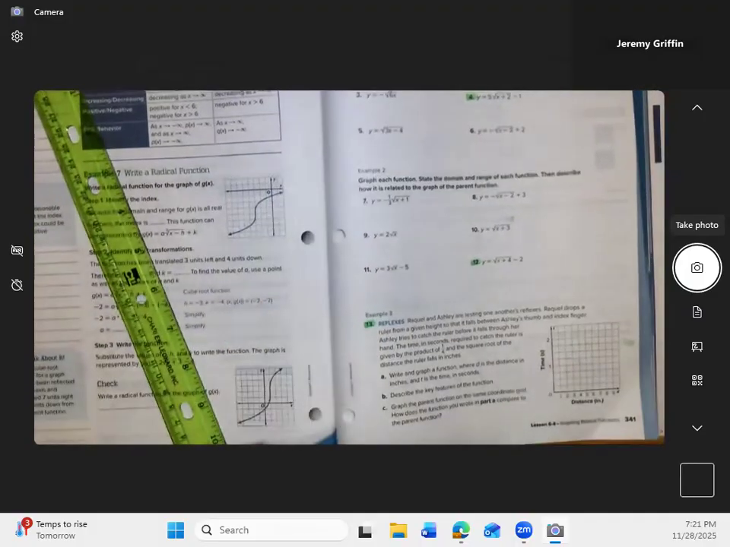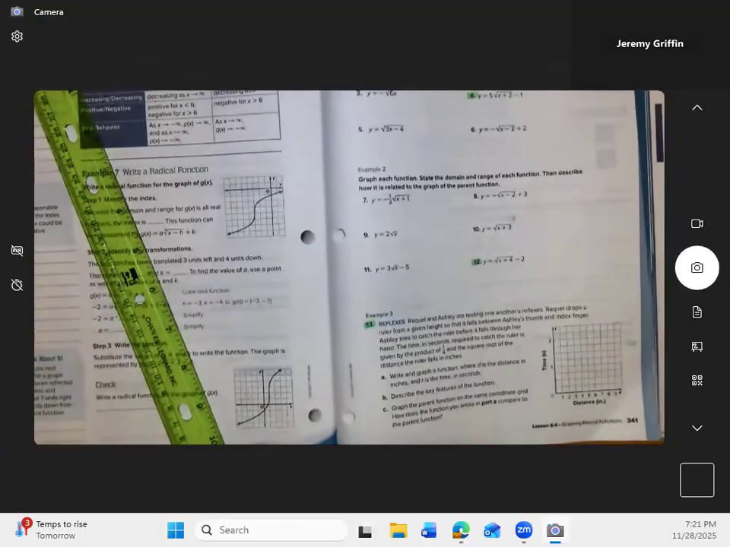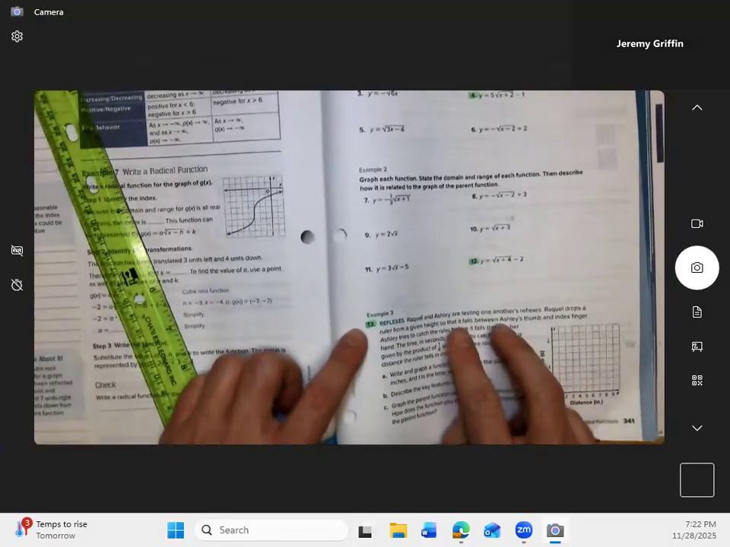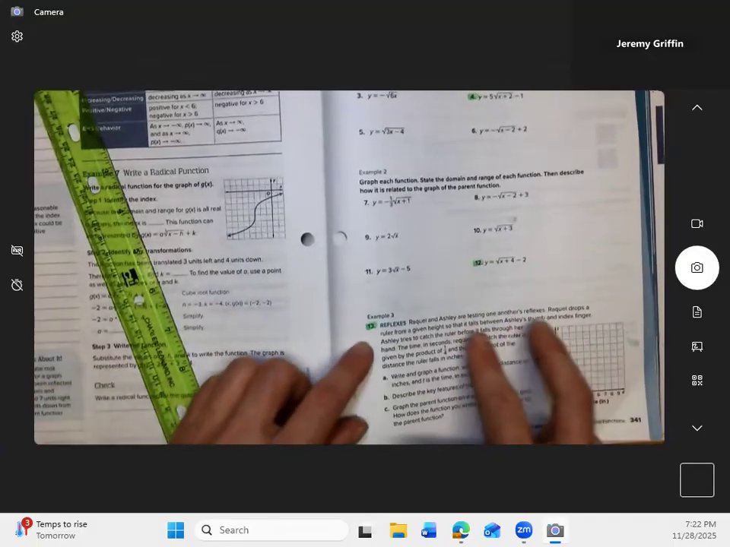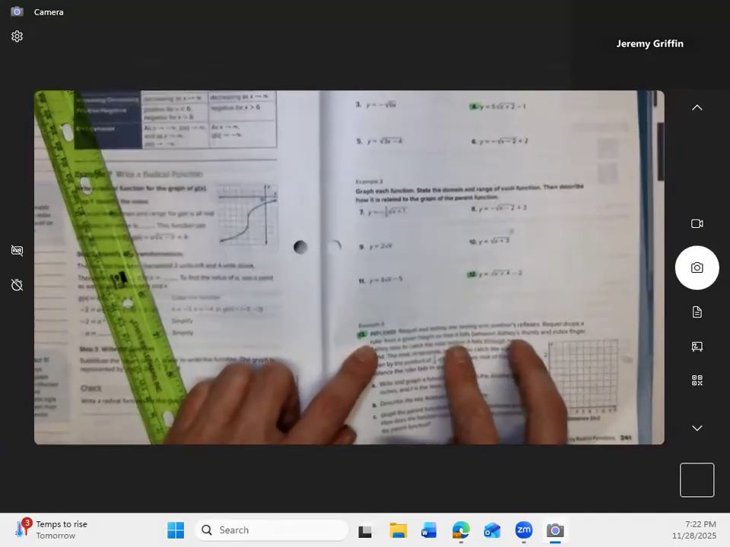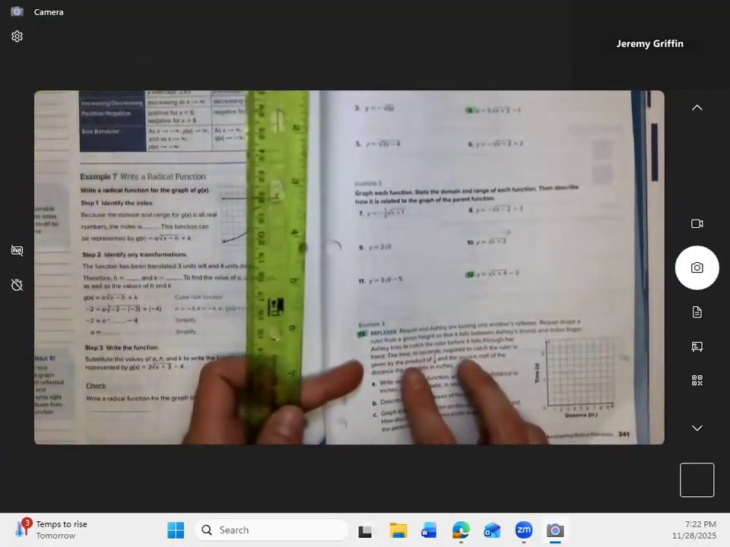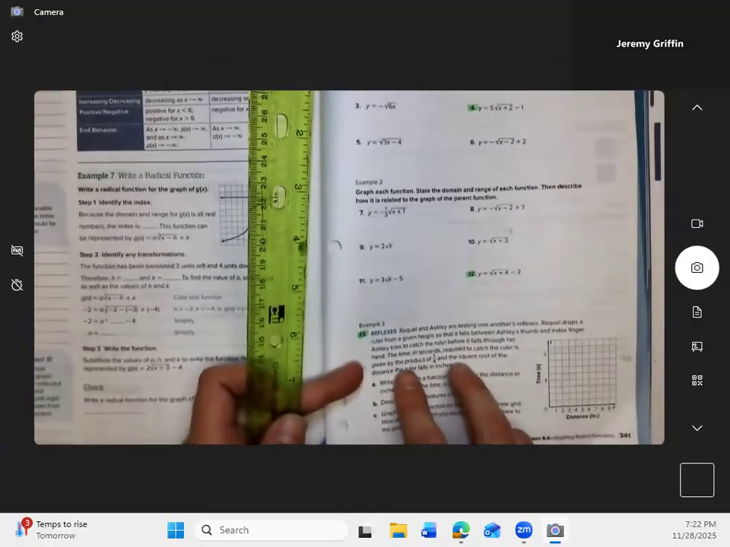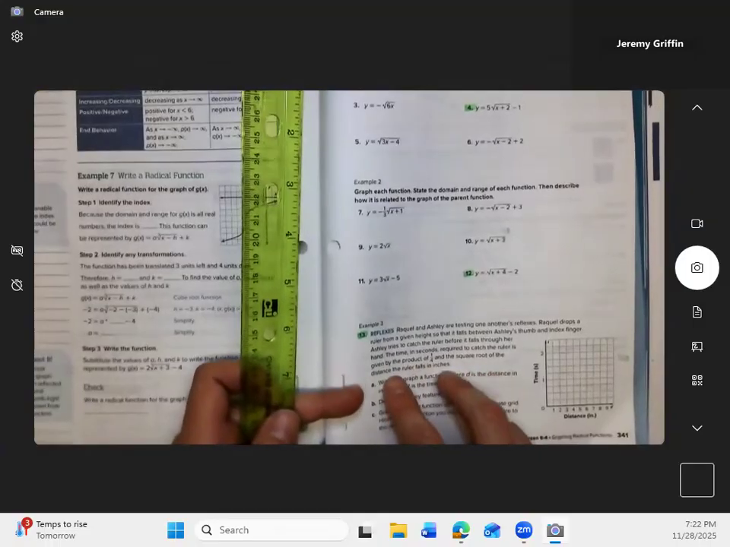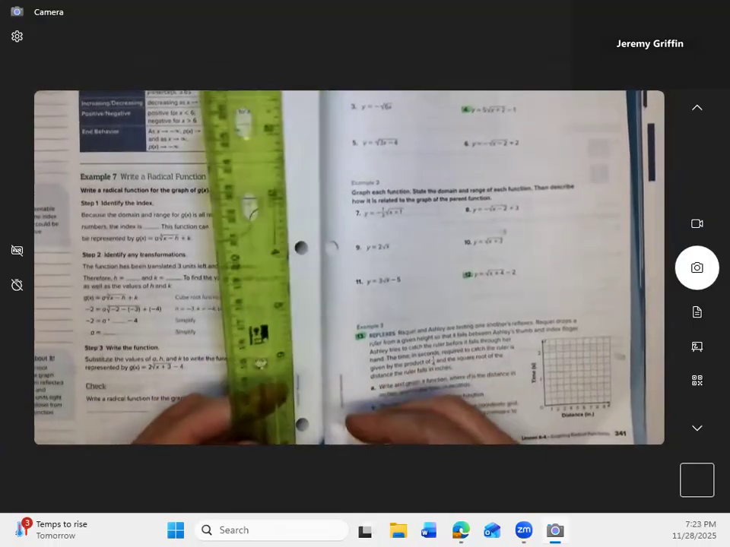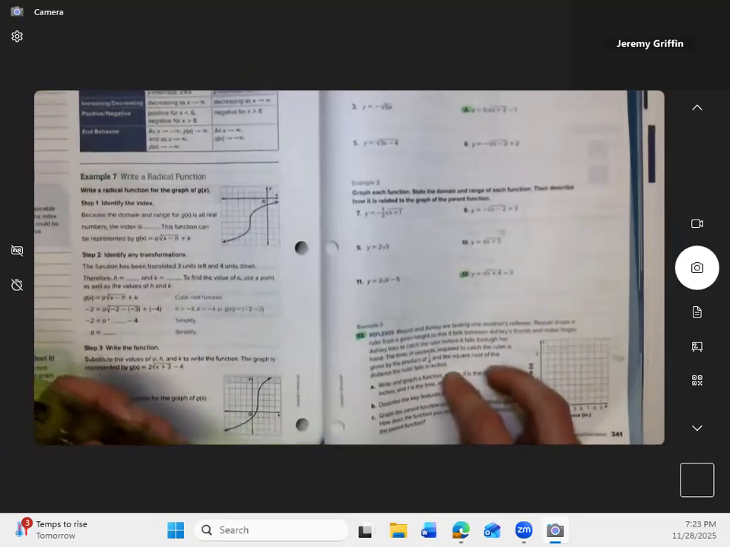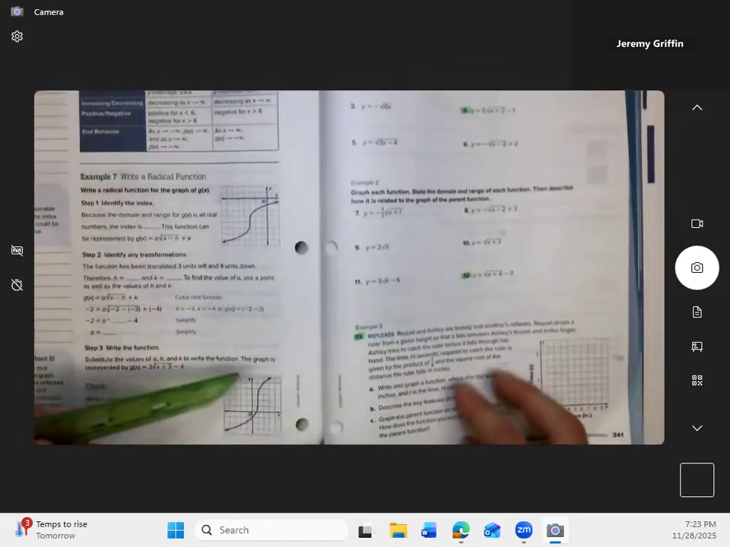13. Reflexes. Raquel and Ashley are testing each other's reflexes. Raquel drops a ruler from a given height, so it falls between Ashley's thumb and index finger. Ashley tries to catch it before it falls. The time in seconds to catch the ruler is given by 1/4 times the square root of the distance it falls in inches. Hey, that sounds like the extra credit assignment I gave you guys back in the day.